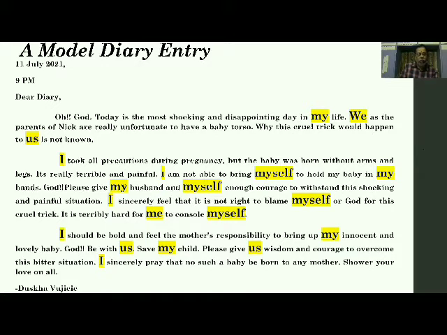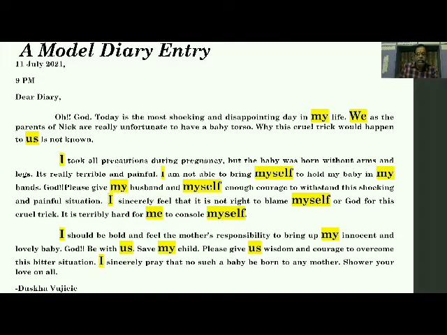Let's see. Oh God, today is the most shocking and disappointing day in my life. We, as the parents of Nick, are really unfortunate to have a baby torso. Why this cruel trick would happen to us is not known. I took all precautions during pregnancy, but the baby was born without arms and legs. It's really terrible and painful. I am not able to bring myself to hold my baby in my hands. God, please give my husband and myself enough courage to withstand this shocking and painful situation.